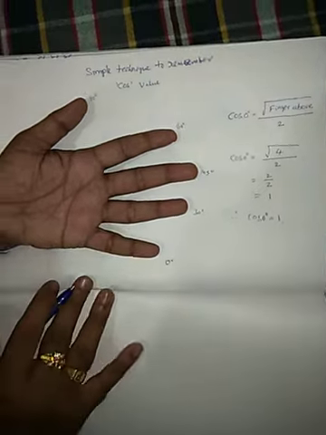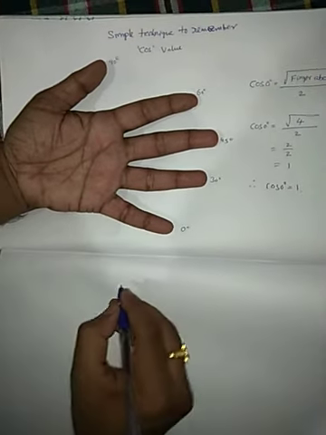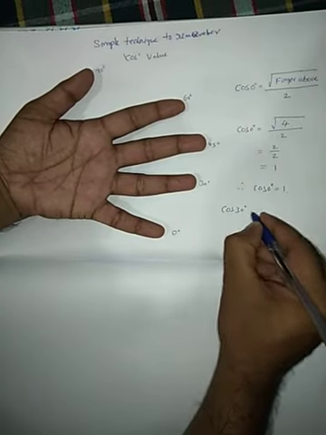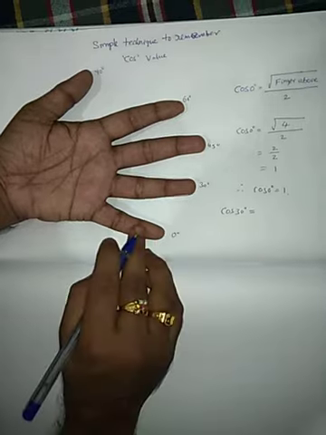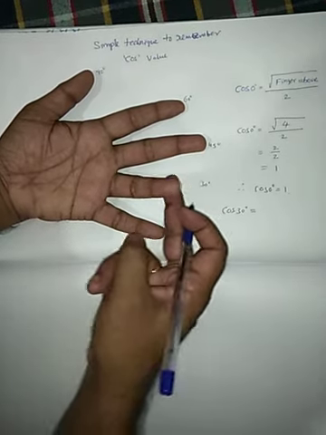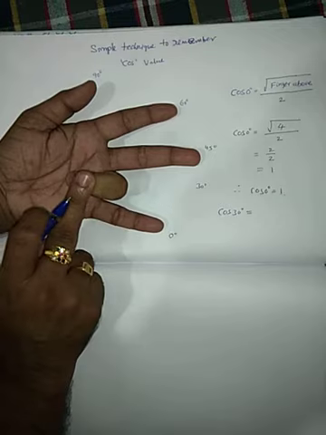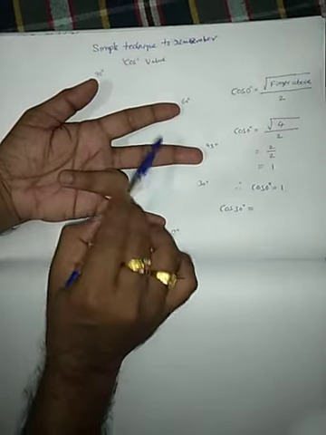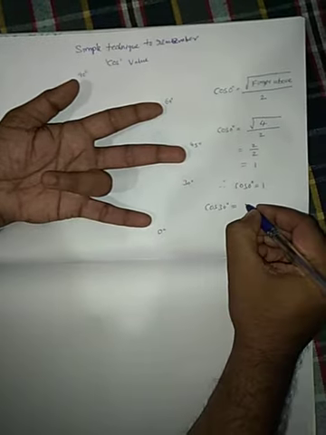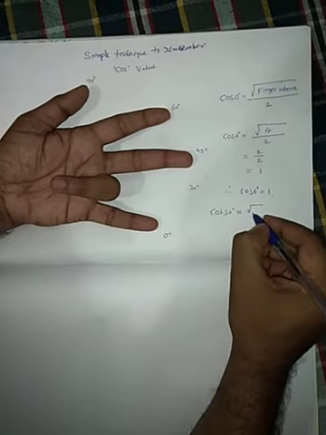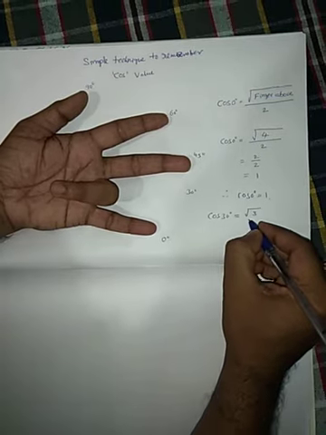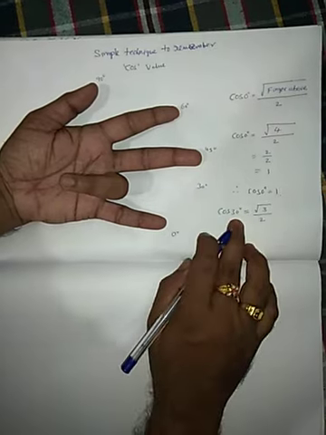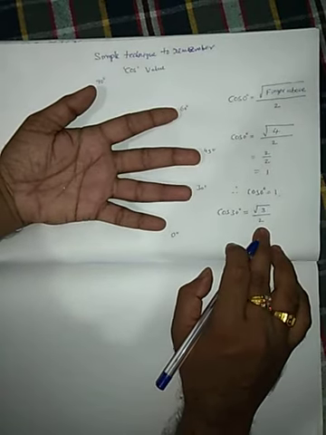Okay students, let us go to the another value, cos 30 degrees value. So fold your ring finger. How many fingers are there above the ring finger? 1, 2, 3. So as per the formula, root over 3 by 2. So this is the final value, cos 30 degrees is equal to root 3 by 2.